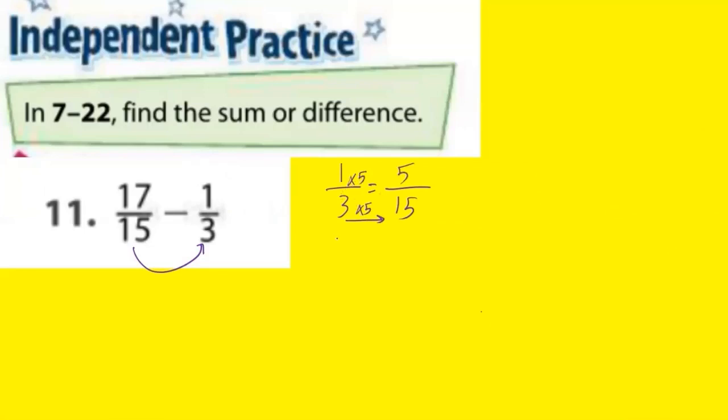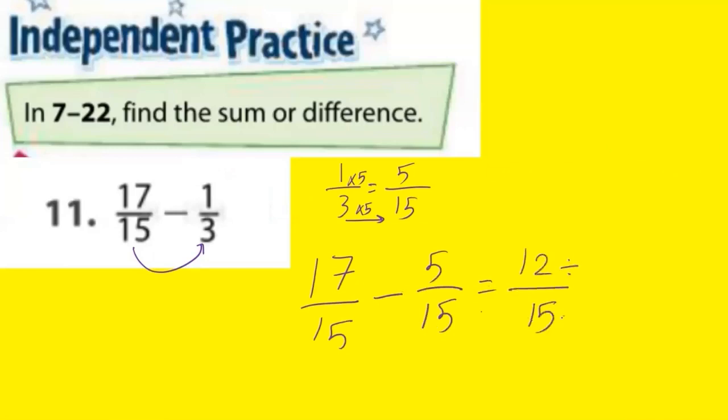1 times 5 equals 5. 3 times 5 equals 15. Okay, my question is 17 over 15 minus 5 over 15. That will equal what? That will equal 12 over 15. When we make the simplest form here, divided by 3 up and down, okay, 12 divided by 3 will equal 4, 15 divided by 3 will equal 5. It will be 4 over 5.